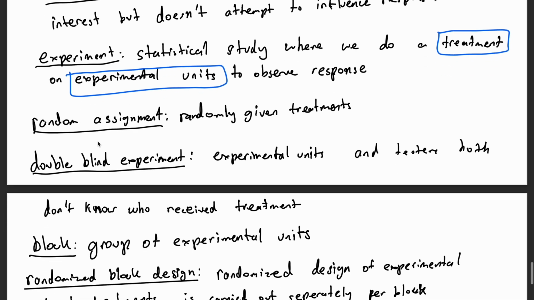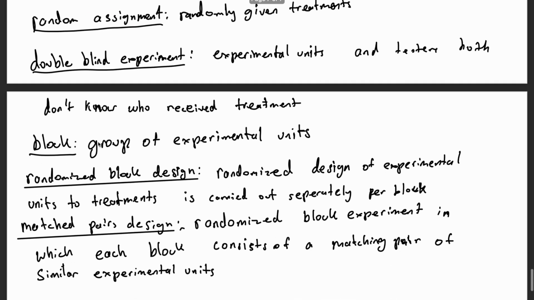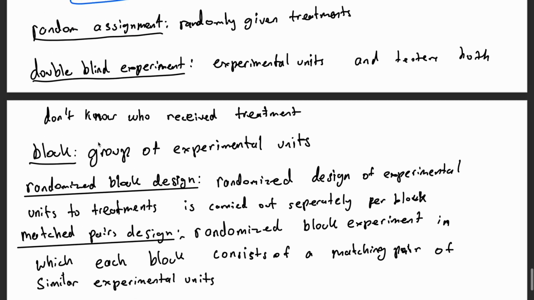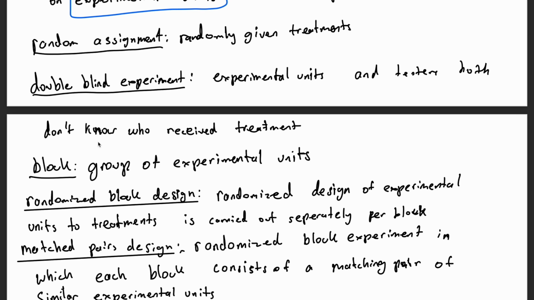A double-blind experiment is where neither the testers nor the experimental units know who received what treatment. That essentially removes the bias, so that the experimental units don't have placebo effects, and the testers also don't have placebo effects. So that's the purpose of a double-blind experiment. And a block is a group of experimental units that goes into the randomized block design.